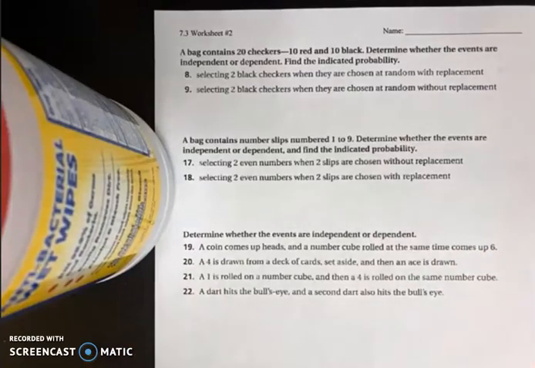We're going to go ahead and go over the 7.3 worksheet number 2, which is where you practiced identifying independent and dependent events and then finding the probability. For number 8 and 9, we are using the directions that a bag contains 20 checkers, 10 red and 10 black. Determine whether the events are independent or dependent and then find the indicated probability.